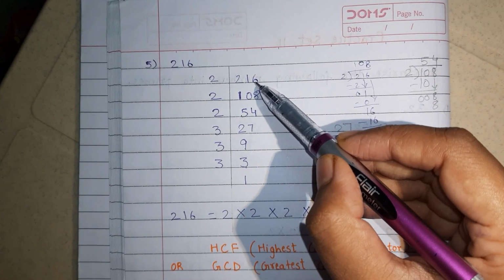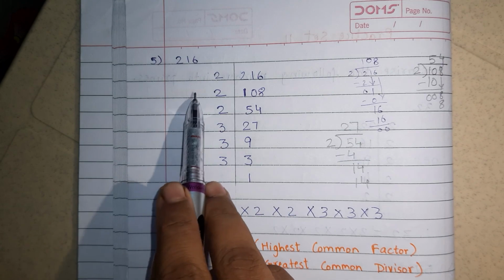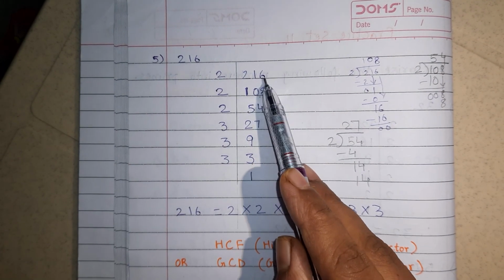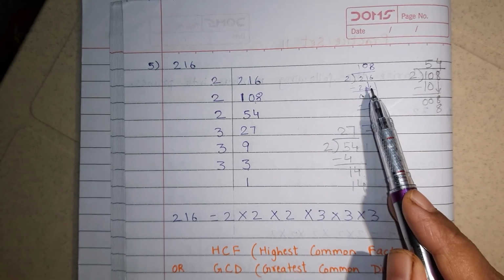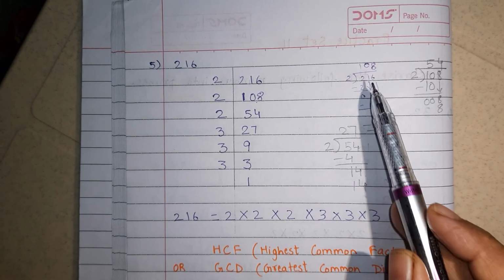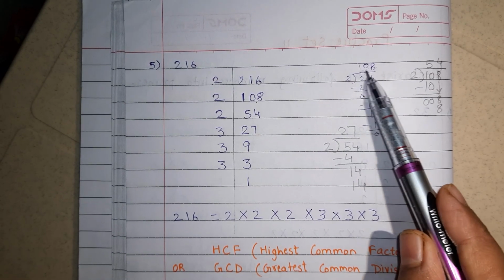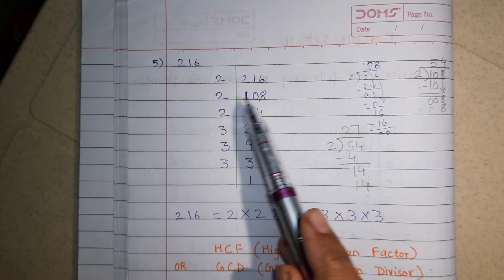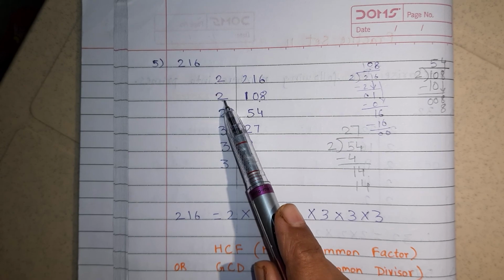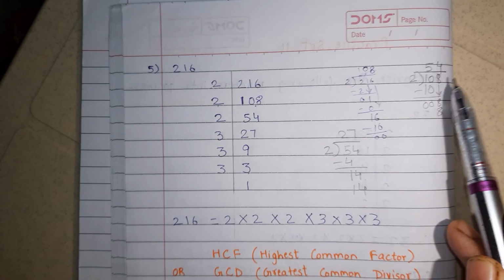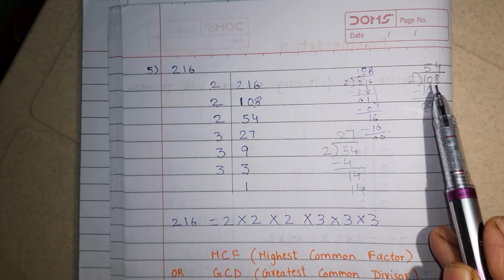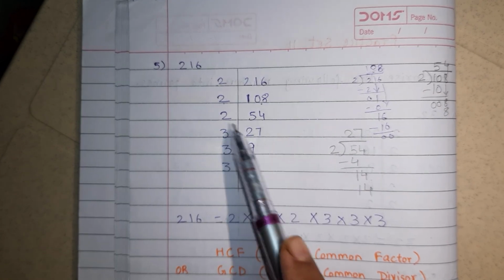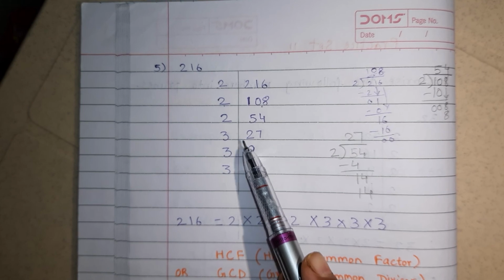The number is 216. So what is the first factor of 216? It is 2. 2 into which number is 216? That we will find by doing division. In division we got 108. So write here 108. Again, 108 is divisible by 2. 2 into which number is 108? Find out by doing division. We get 54. Again 2 27s are 54.